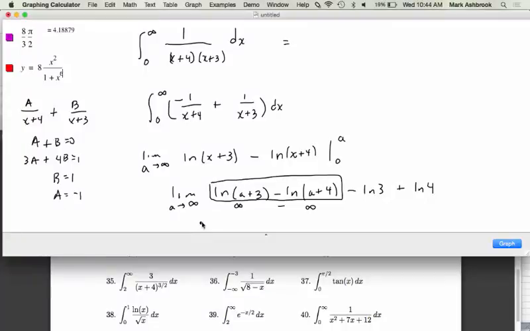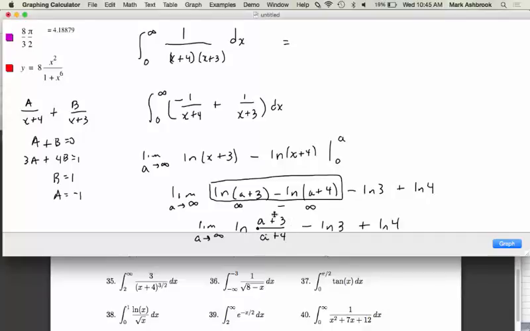Do you remember what that equals? Natural log of a plus 3 over a plus 4. So this is one of the laws of logs, that the log of a quotient is the difference of the logs. And so therefore the difference of logs is the log of the quotient. So now we can make heads or tails of this. It's no longer an indeterminate form.